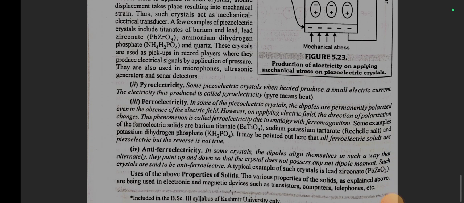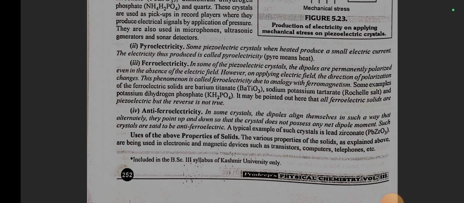Number 3. Pyroelectricity. Some piezoelectric crystals, when heated, produce a small electric current. The electricity thus produced is called pyroelectricity. Number 4. Ferroelectricity. In some of the piezoelectric crystals, the dipoles are permanently polarized even in the absence of the electric field. However, on applying an electric field, the direction of polarization changes. The phenomenon is called ferroelectricity due to analogy with ferromagnetism. Some examples of ferroelectric solids are barium titanate, sodium potassium tartrate, and potassium dihydrogen phosphate. It may be pointed out here that all ferroelectric solids are piezoelectric, but the reverse is not true.